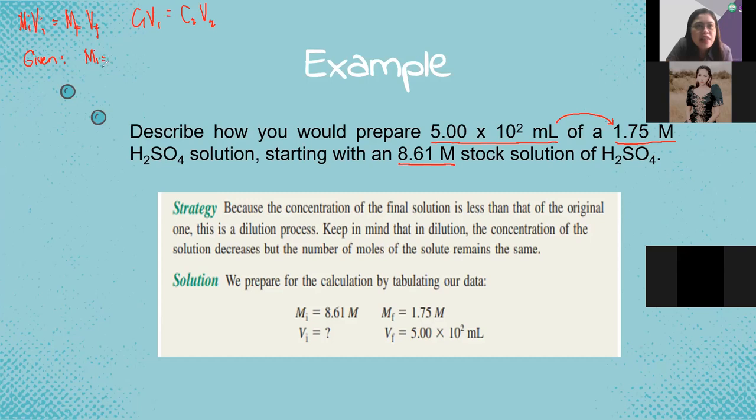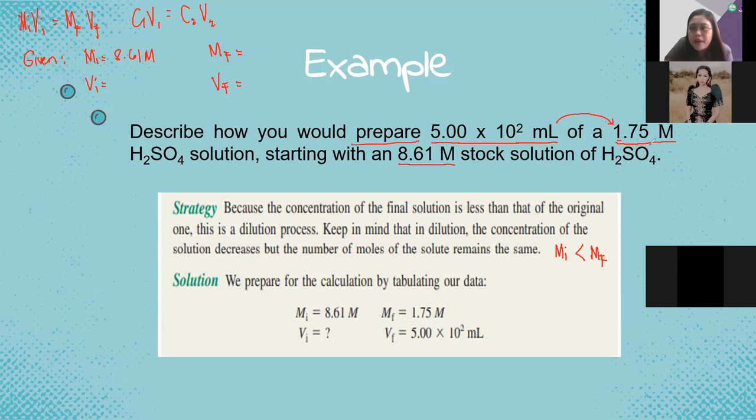You have here the initial molarity, the initial volume, the final molarity, and the final volume. So you have to identify. Now, meron tayong dalawang molarity class, paano mo malalaman na initial siya or final? Anong sinabi ko kanina? Always remember that the initial molarity is greater than the final molarity. That's how you know. So 8.61 versus 1.75. 8.61 is greater. So that is the initial molarity, 8.61 M.